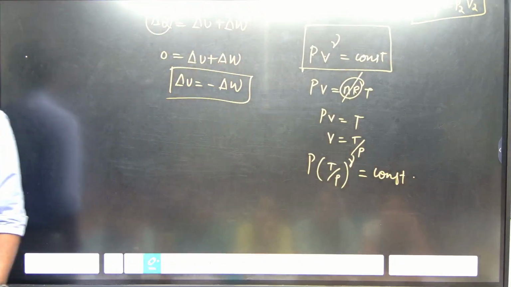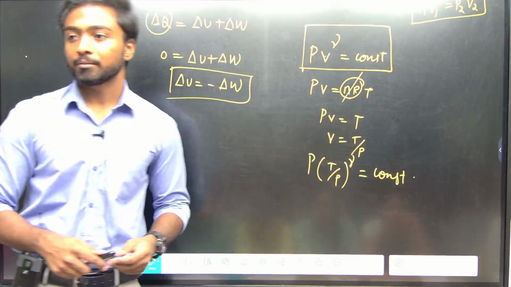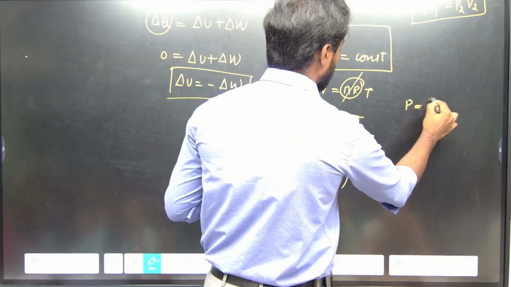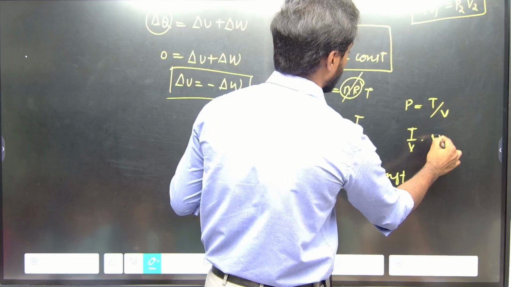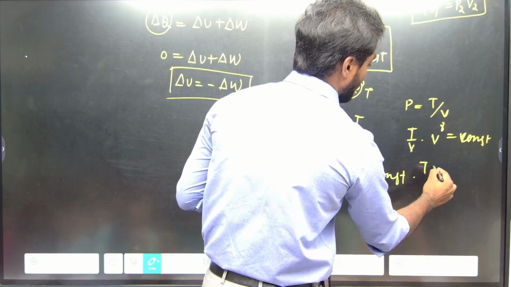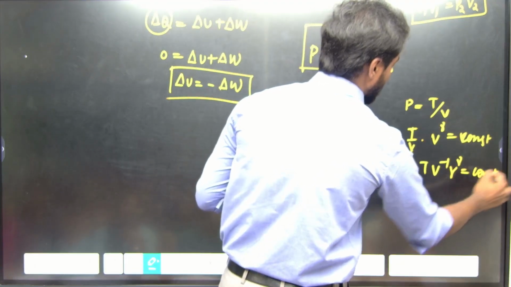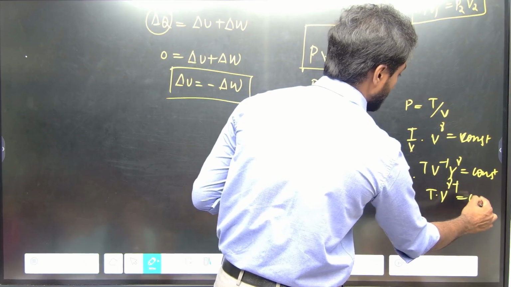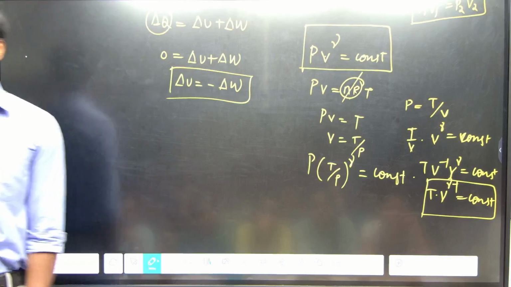Getting the point? Understood? If I want in terms of volume and temperature, then P will be equal to T by V, then T by V into V power gamma will be equal to constant. So T V power minus 1 into V power gamma will be equal to constant. So T into V power gamma minus 1 will be equal to constant. So this is in terms of temperature and volume.